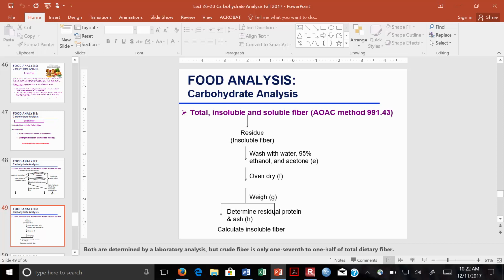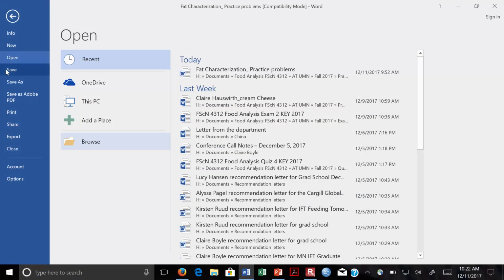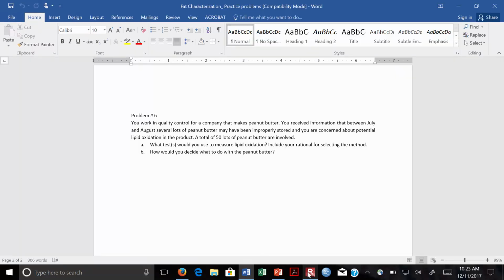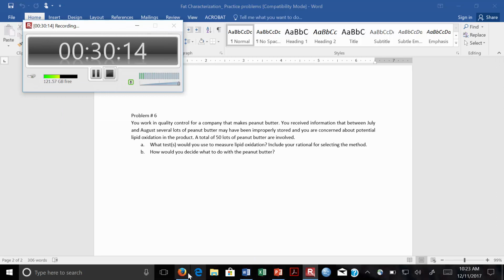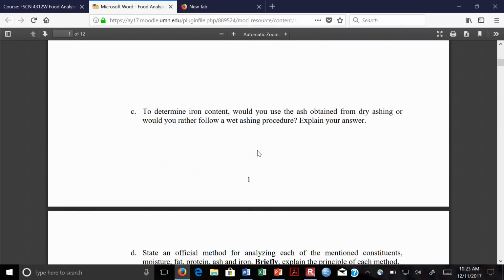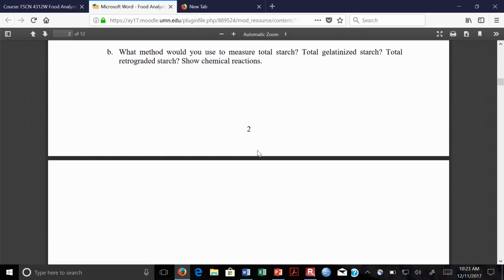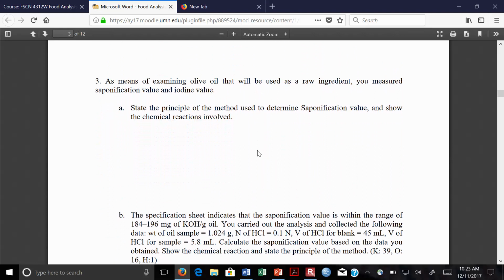So, as a means of examining olive oil, state the principle of the method used to determine saponification value and show the chemical reaction. So with the chemical reaction, I don't really mean write it all out.